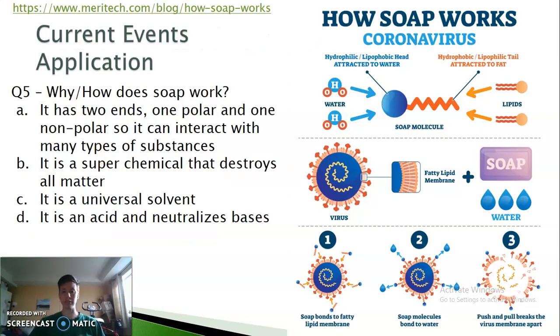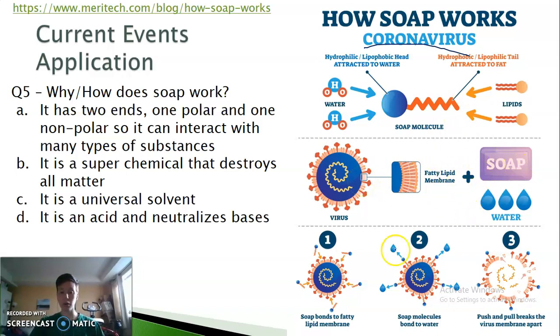So a little current events application before you answer this question is how soap works in terms of the coronavirus. So here's another diagram showing the hydrophilic head, which is attracted to water. Hydrophilic just means water-loving. And here's water. And then you have the hydrophobic tail, right, which is attracted to fat, oil, all those nonpolar things. Right? Viruses have a fatty lipid membrane. The membrane is the outside, right? Those of you in biomedical may have heard some of these words before. Think back to earlier biology classes, right?